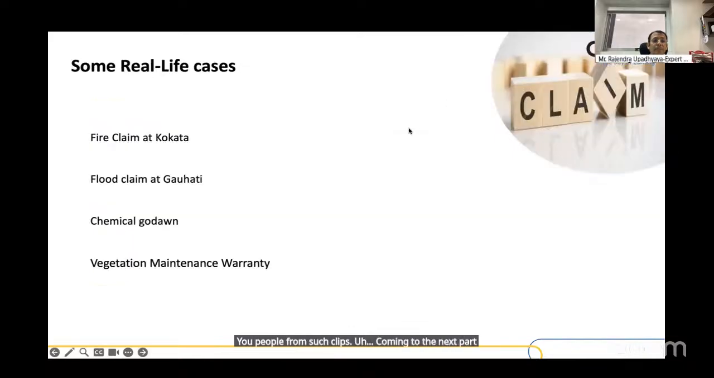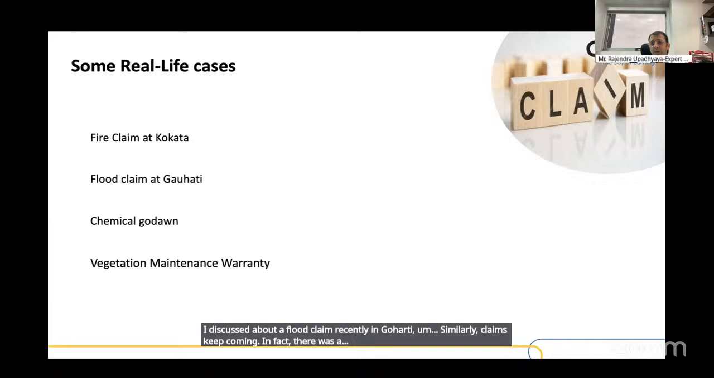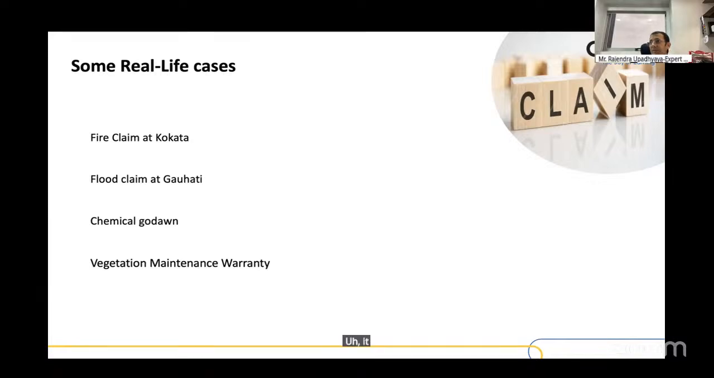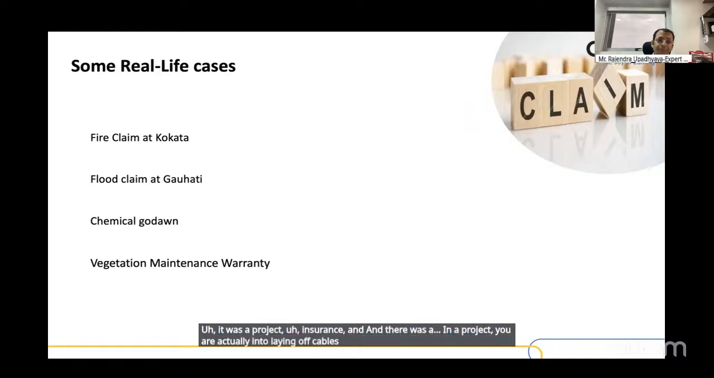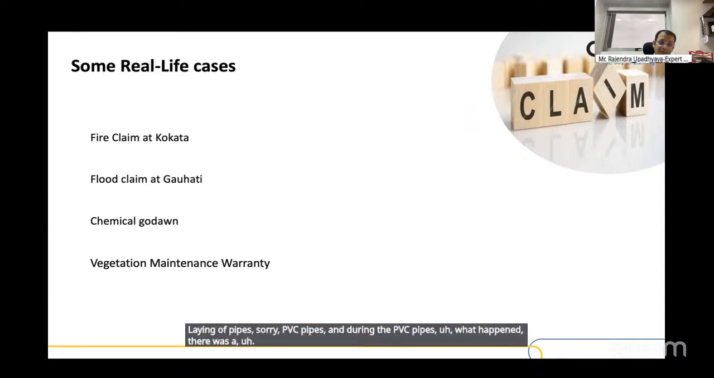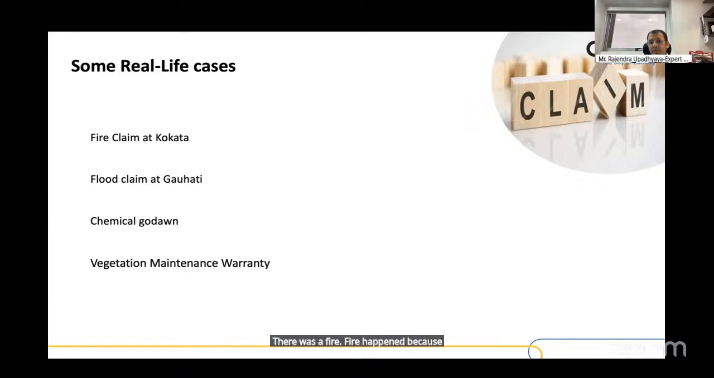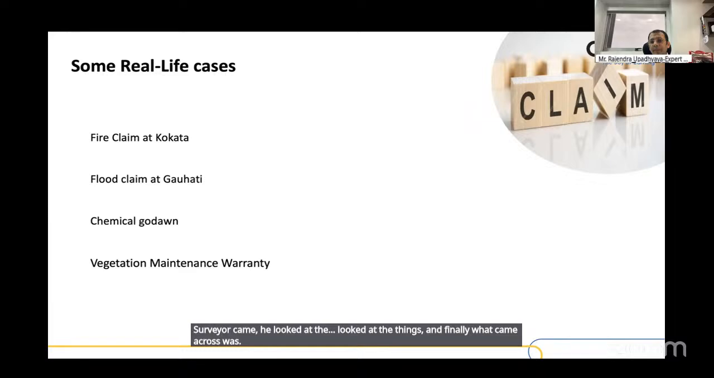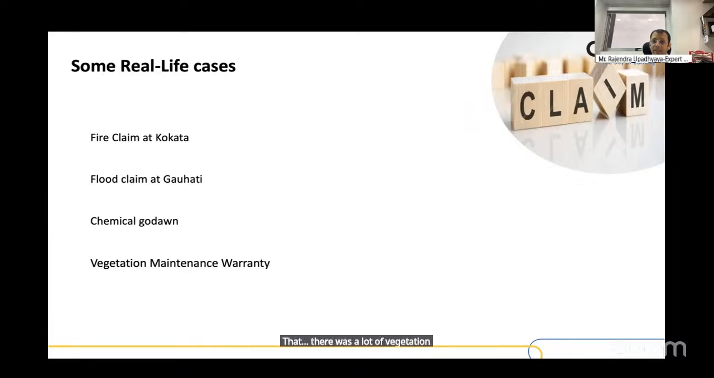Coming to the next part, I discussed a flood claim recently in Guwahati. Similarly, claims keep coming. In fact, there was a claim in Kolkata recently that we came across. It was a project insurance, and in the project you are laying cables and PVC pipes. And during that, there was a fire, which happened because of unknown reasons. The surveyor came, looked at things, and finally it emerged that there was a lot of vegetation around that area. It was concluded that somebody had thrown a cigarette, whereby the vegetation caught fire.